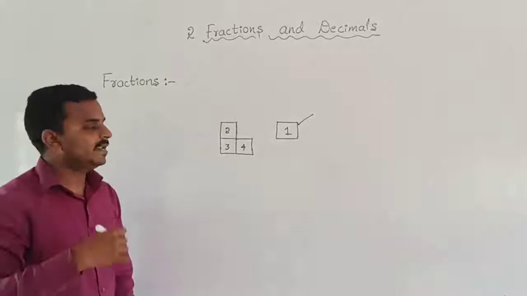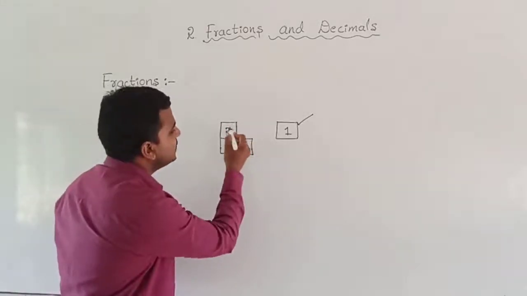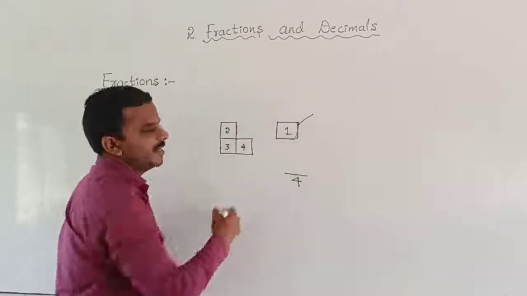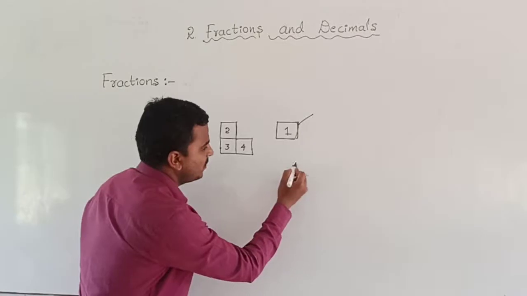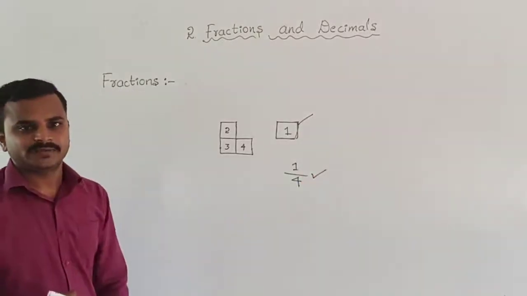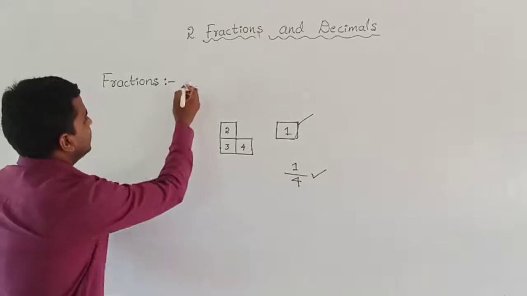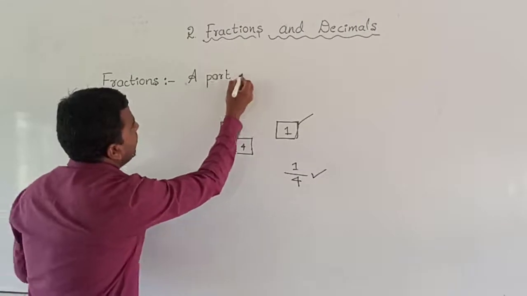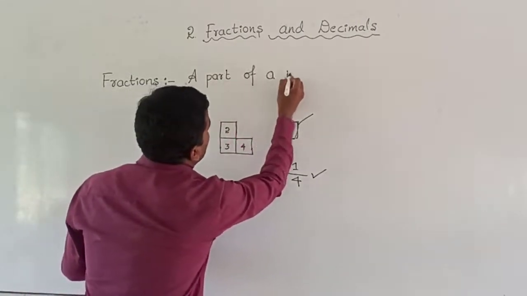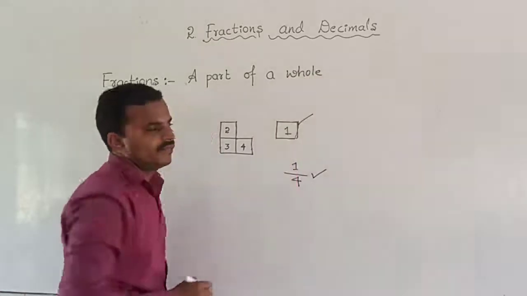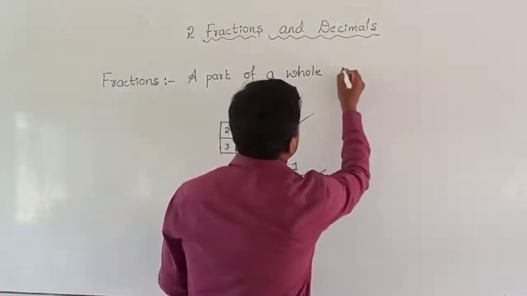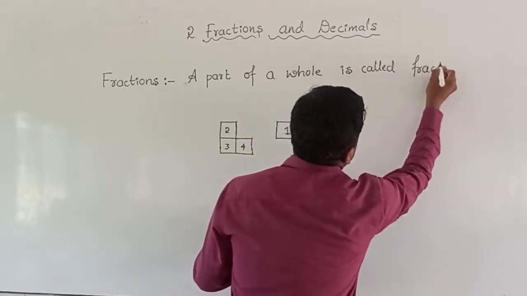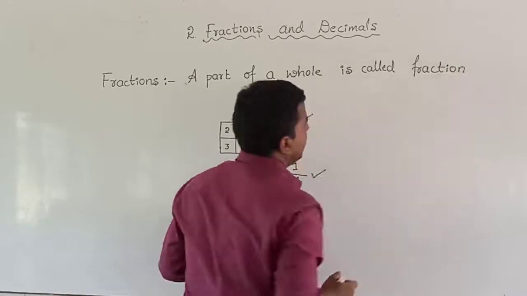How do you write this as a fraction? In total, how many parts are here? 4 parts. Out of 4 parts, how many parts were separated? Only 1 part. That is 1 by 4. This is called a fraction. Similarly, the definition of a fraction is: a part of a whole is called a fraction.